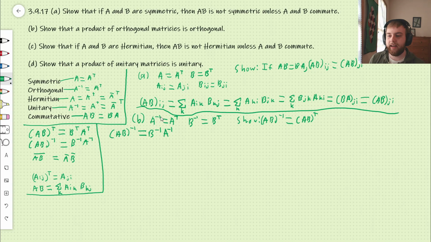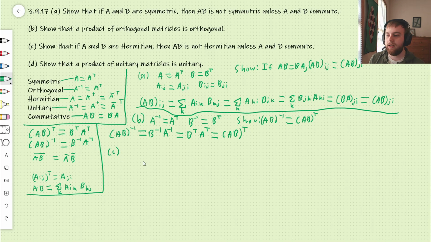And since we know that A inverse is A transpose and B inverse is B transpose, we can rewrite that as B transpose times A transpose. And then using the first formula in this box, we can further rewrite that to be (AB) transposed, which is exactly what we wanted to show. So the product of orthogonal matrices is orthogonal.